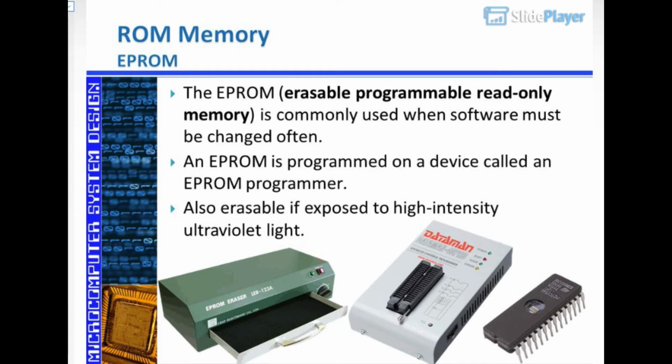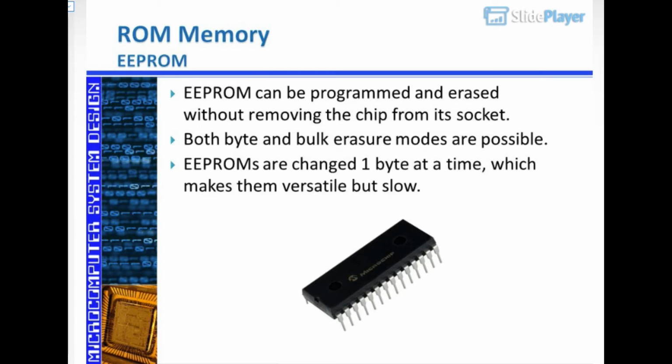ROM memory: EPROM. The EPROM, erasable programmable read-only memory, is commonly used when software must be changed often. An EPROM is programmed on a device called an EPROM programmer. Also erasable if exposed to high-intensity ultraviolet light. EEPROM can be programmed and erased without removing the chip from its socket.